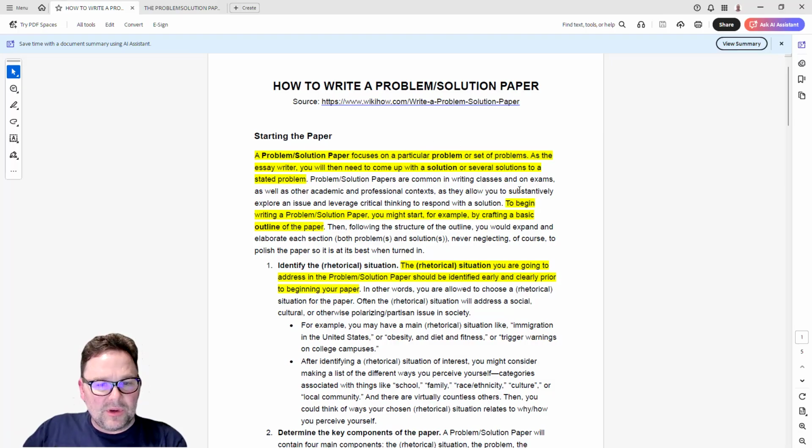Problem solution papers are common in writing classes and on exams as well as other academic and professional contexts, as they allow you to substantively explore an issue and leverage critical thinking to respond with a solution. So this is going to be practice for us doing a thing, in other words, that goes on all the time, whether it's this class, your other classes, perhaps your job, but just to exercise some of those skills, identifying important problems, and then proposing meaningful solutions to them.